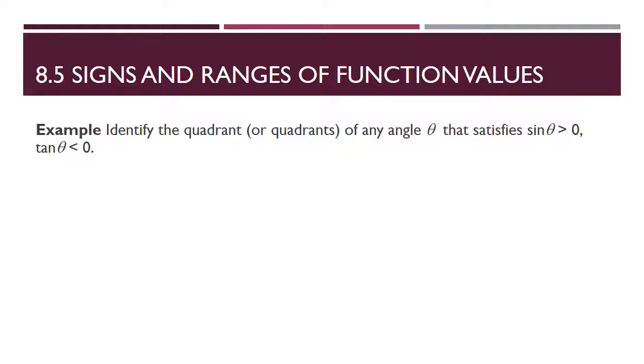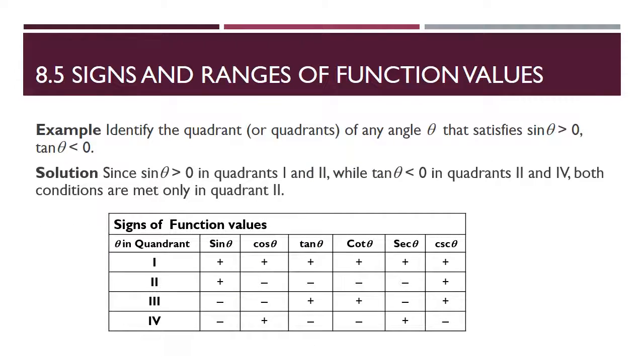All right, so try this example. You're going to identify the quadrant or quadrants of any angle theta that satisfy sine is greater than 0, tangent is less than 0. Pause this recording, give it a try, and resume to check your answer. Okay, this is kind of using the chart, but we've done these before a couple sections ago. The sine is positive only in quadrants 1 and 2. Tangent is negative in 2 and 4. So it must be quadrant 2 because that's the only quadrant that satisfies both of those conditions.